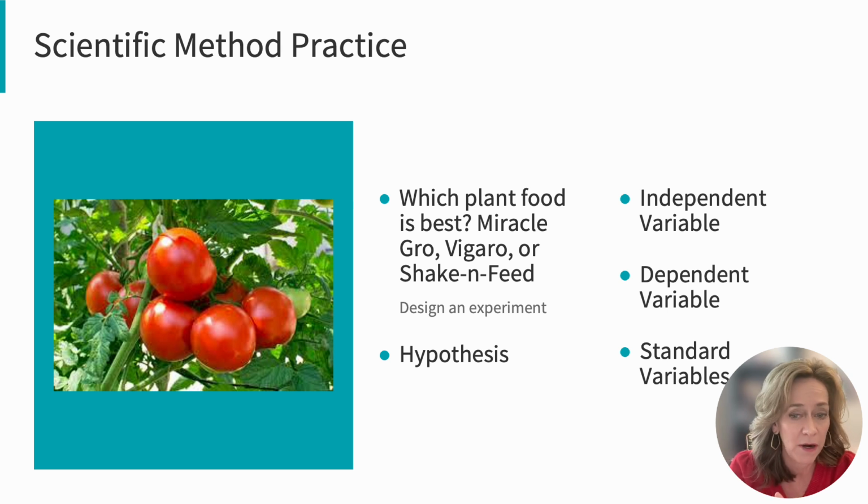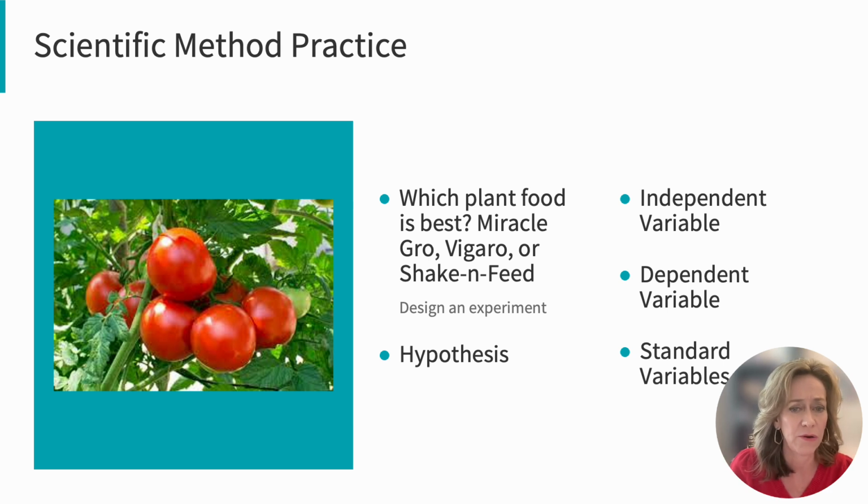So my independent variable is going to be the plant food, right? So am I going to use Miracle-Gro or another brand? Or am I not using it, right? Am I using manure? The kind of plant food would be the independent variable. My dependent variable is going to be, it depends on the independent, right? This is what I'm measuring. So if I decided on the number of tomatoes or how healthy they are, how juicy, right? Those are my dependent variable.